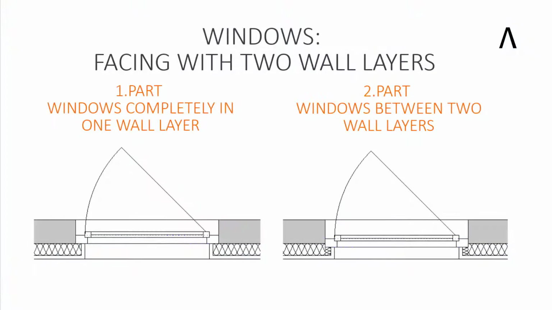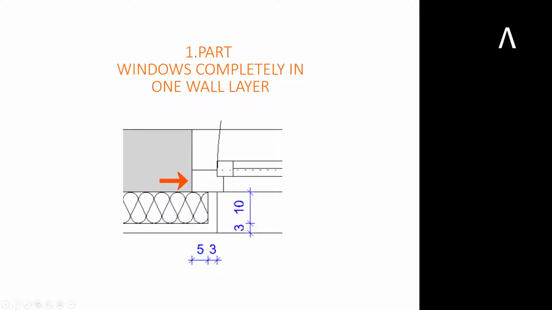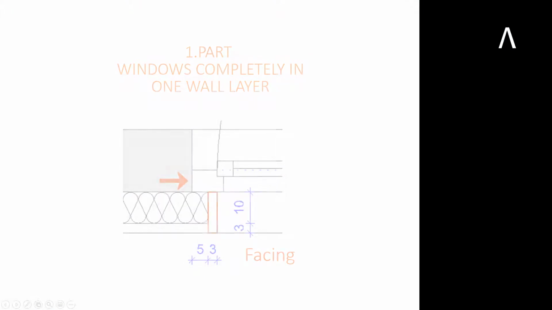In this video we show with two examples how window openings can be faced when there are several layers of walls. Part 1. Windows completely in one wall layer.